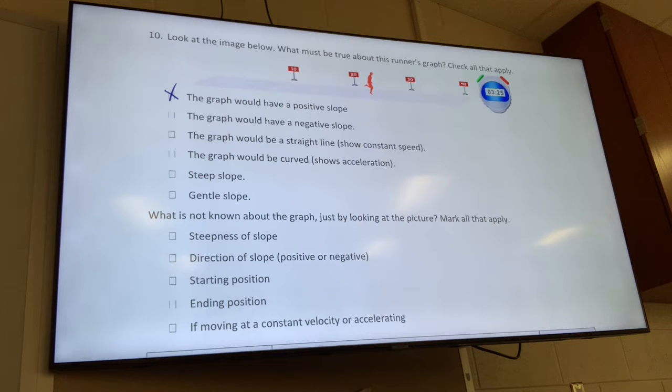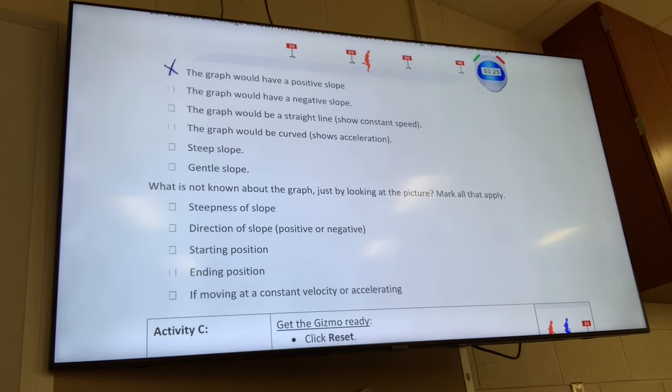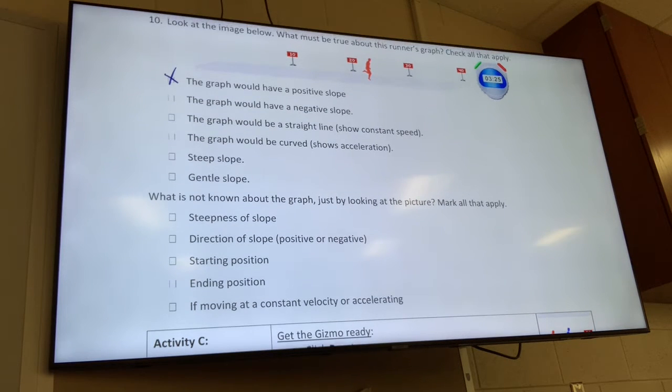Positive, it's to the right. So is the line going to be going up or down? Positive is up, right? So all we can tell is that the line is going to have a positive slope. It's going to be going up. What is not known about the graph looking at the picture?